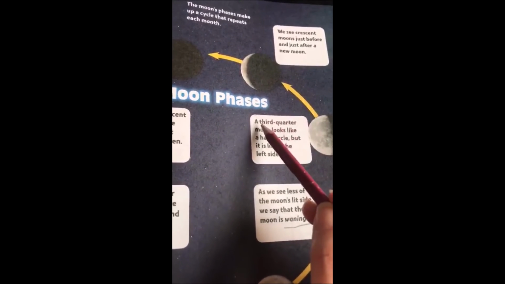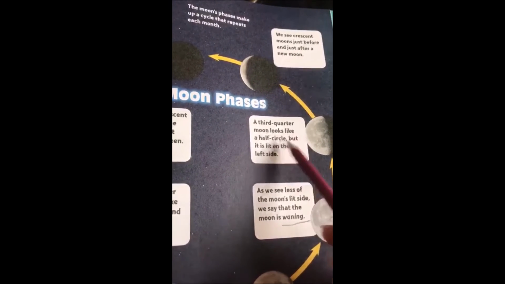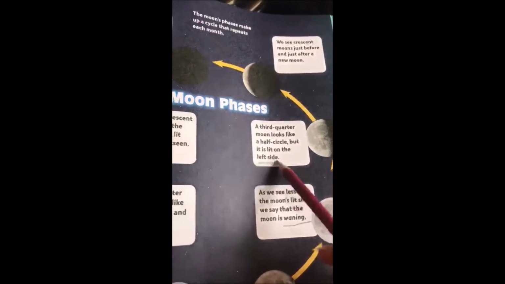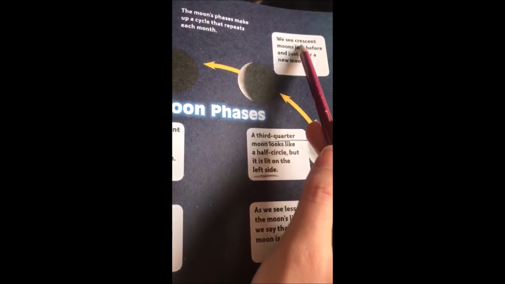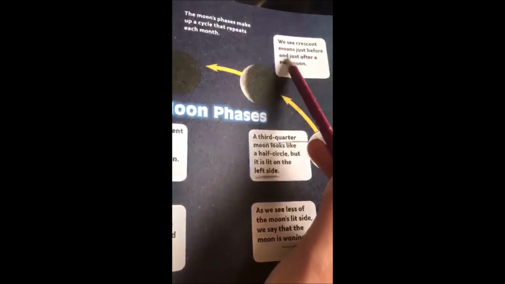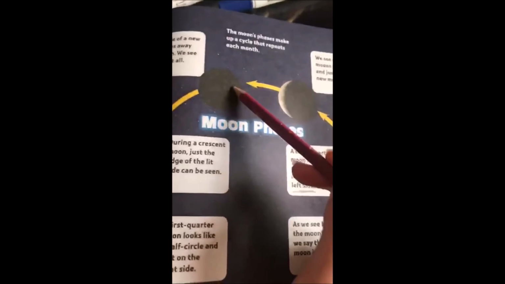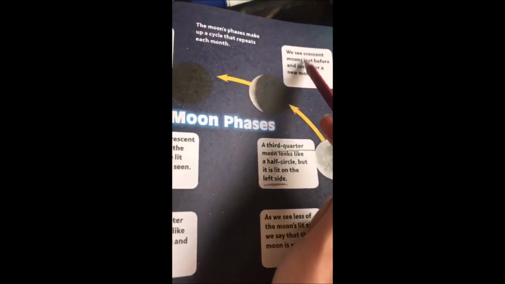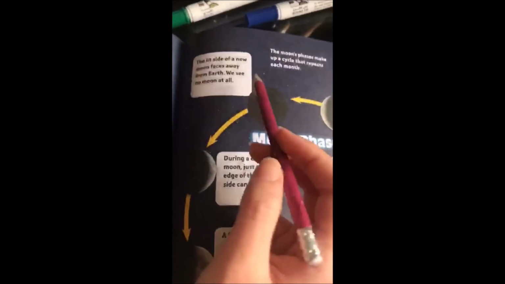Here we have a third quarter moon. It looks like a half circle, but it's lit on the left side over here. So this is the third quarter moon. Here we see this crescent moon just before and just after the new moon. This is the new moon. And here is, as I said, our new moon.